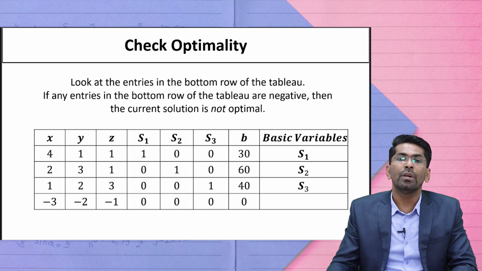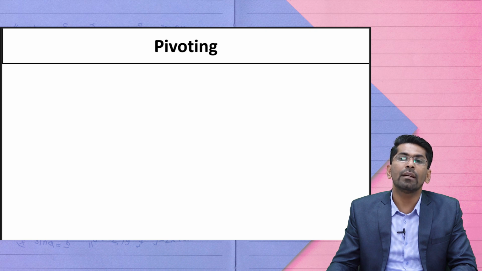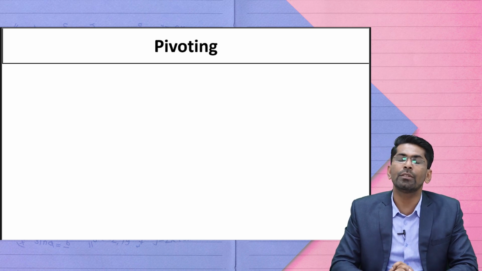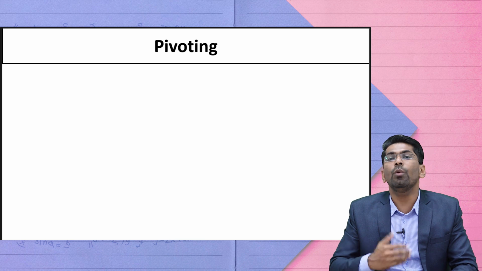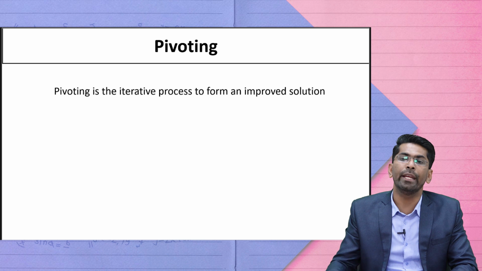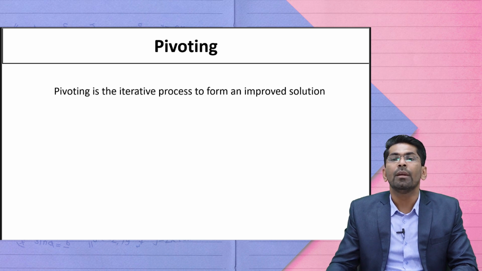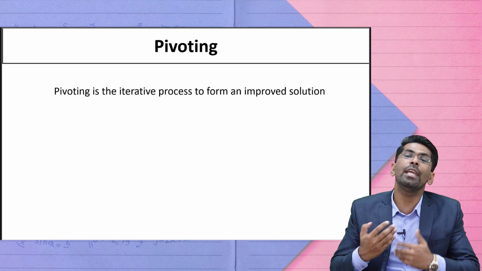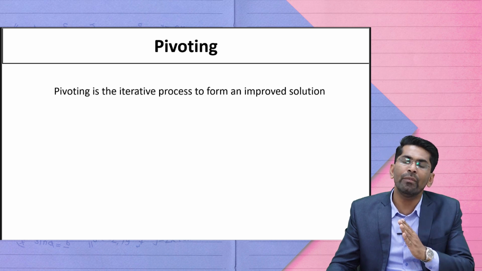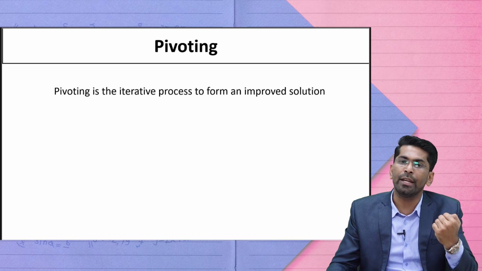So here first we are going to consider the pivot variable. If the current solution is not optimal, of course in our example it is not optimal, then we want to improve the current solution. For that we are conducting pivoting. What do we mean by pivoting? Pivoting is an iterative process to form an improved solution. For this purpose, we are going to introduce two variables. One is the entering variable and another one is the departing variable.